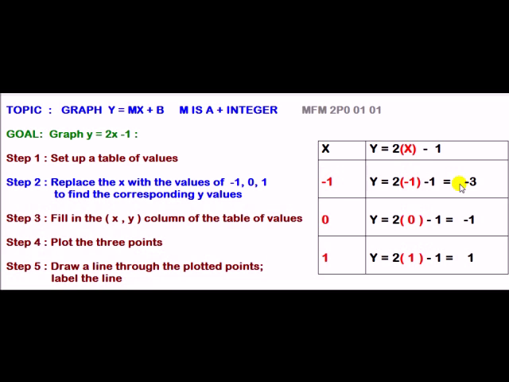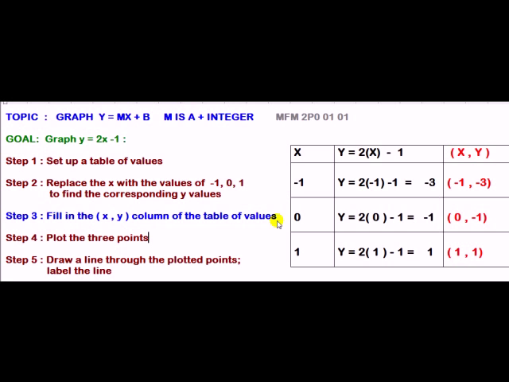y outputs. So when x is -1, you have y equals 2 times bracket -1 minus 1, which equals -3. When x equals 0, y equals 2 times bracket 0 minus 1, which equals -1. And when x is equal to 1, y equals 2 bracket 1 minus 1, which equals 1.